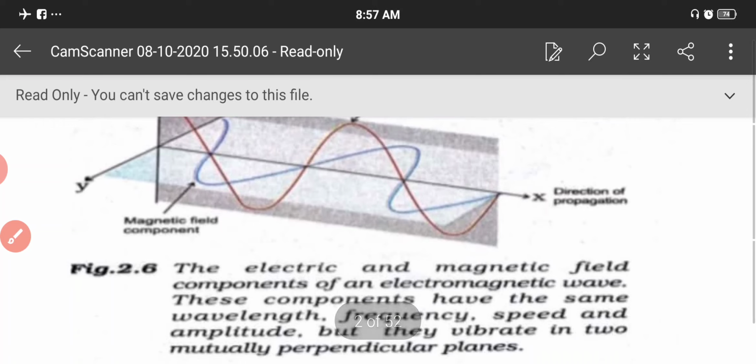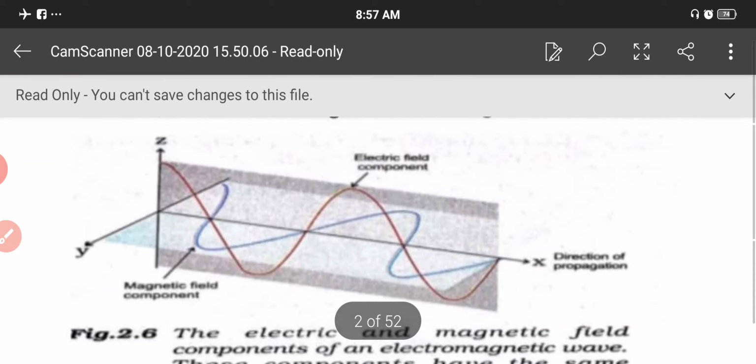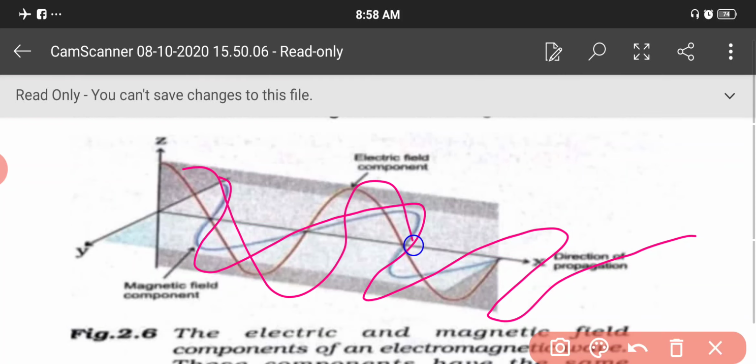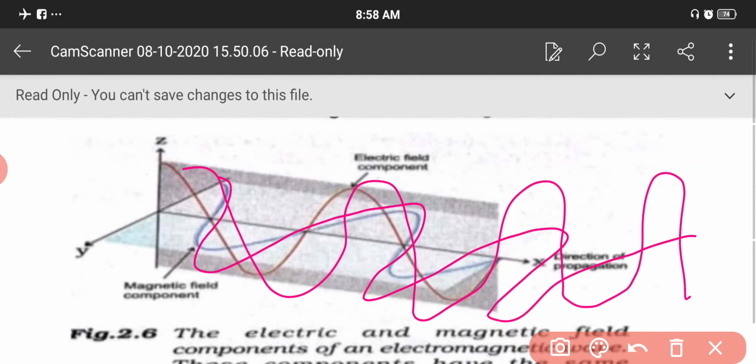The electrical and magnetic field components of an electromagnetic wave have the same wavelength, frequency, speed and amplitude, but they vibrate in two mutually perpendicular planes. Here electric waves propagate in the z direction while magnetic waves propagate in the y direction. So they are always at right angle to each other.